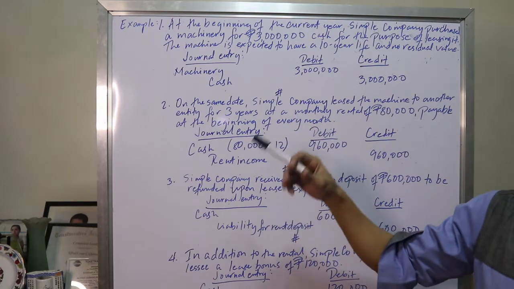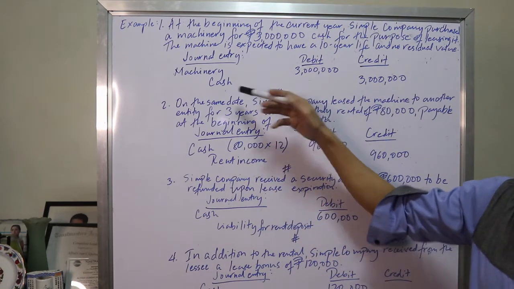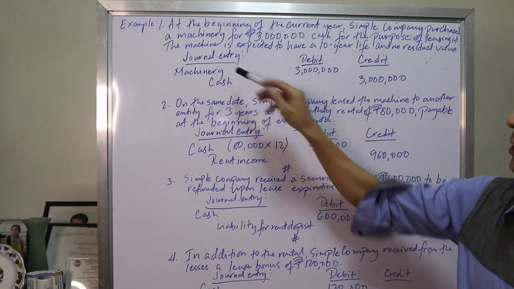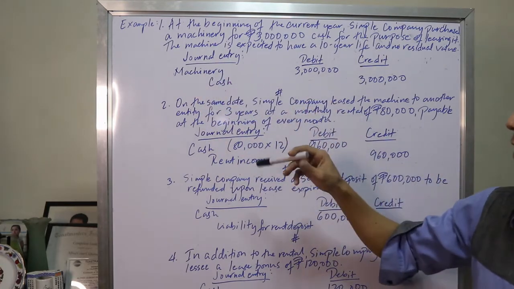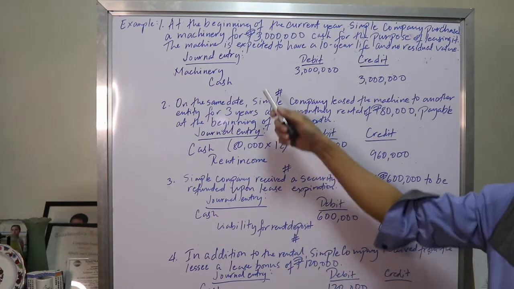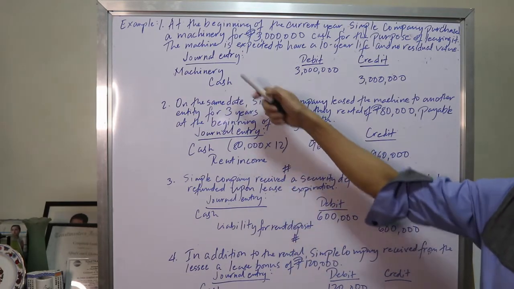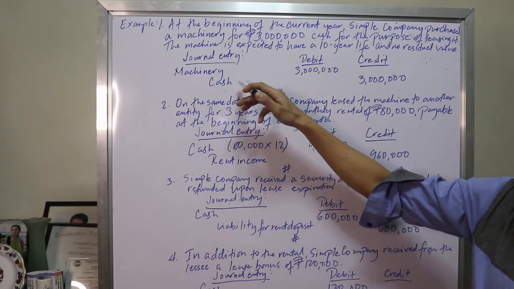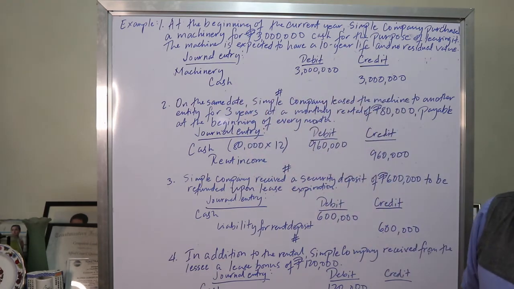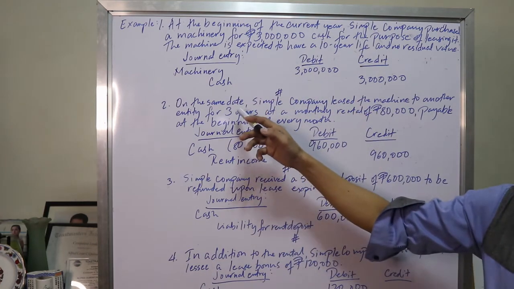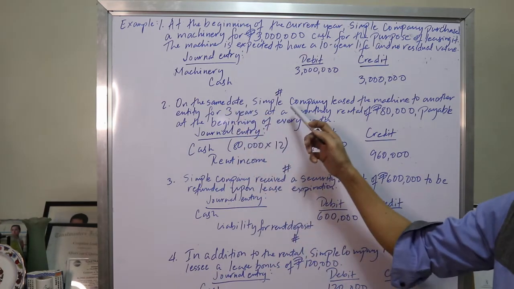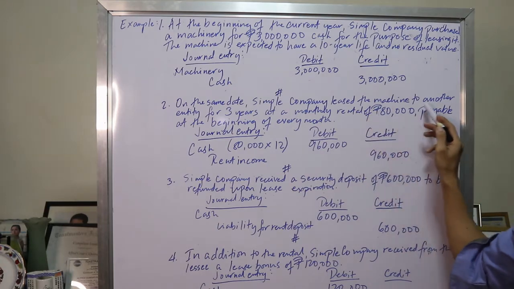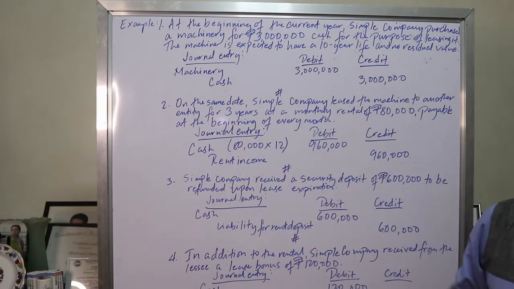So yung journal entry niyan is debit the underlying asset, which is the machinery. So debit machinery for 3 million, and of course naglabas siya ng cash. Cash yung pinabayad niya dun sa asset na machinery. So credit cash for 3 million. Now, pangalawang transaction naman, on the same date, Simple Company leased the machine to another entity for 3 years.